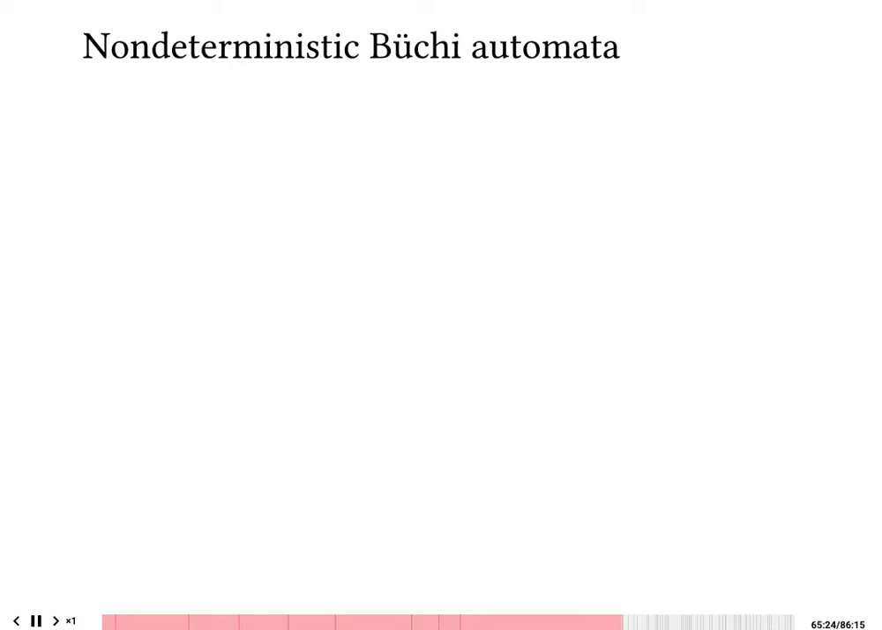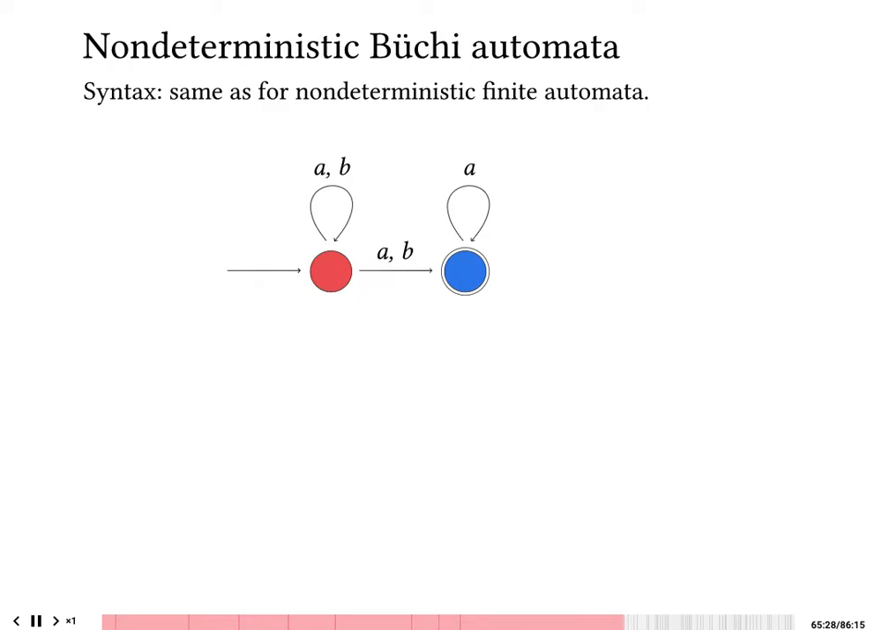So these are automata which are called non-deterministic Büchi automata. And the way it works is that you have the same syntax as for a non-deterministic finite automaton. So you have a set of states. In this particular example, there are two states, a red state and a blue state. And then there's some input, there are some initial states. In this case, the red state is initial, and some accepting states.